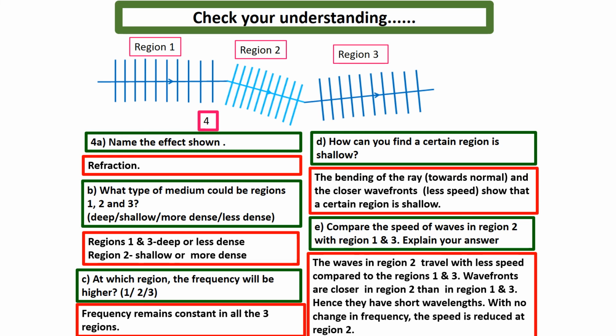So it says here that the waves in region 2 travel with less speed compared to the regions 1 and 3. The wavelengths are closer in region 2 than in region 1 and 3. However, with the short wavelengths and no change in frequency, the speed is reduced in region 2.